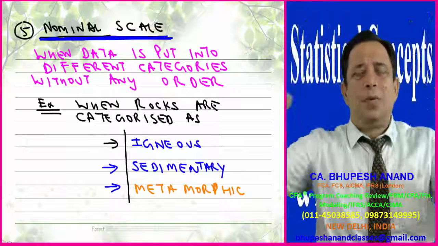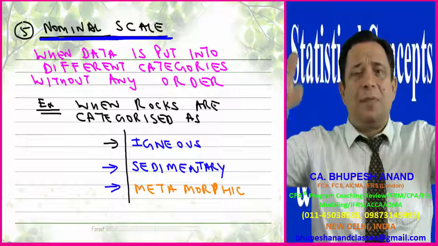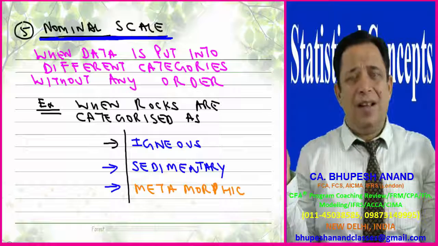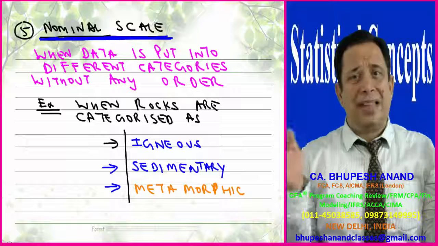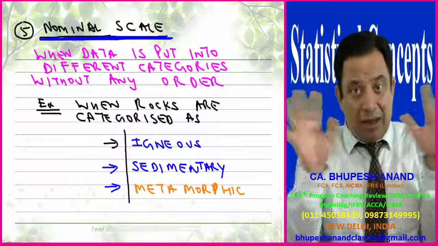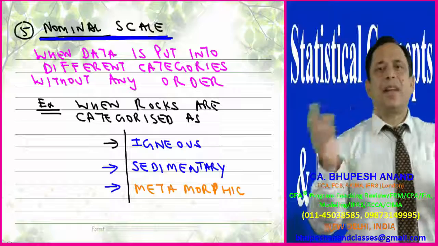For example, in a data set of different people which are given to me, I am categorizing between male and female without any order. I cannot conclude that females are more intelligent as compared to males. I cannot do that in a nominal scale. I'm just categorizing it in two parts.